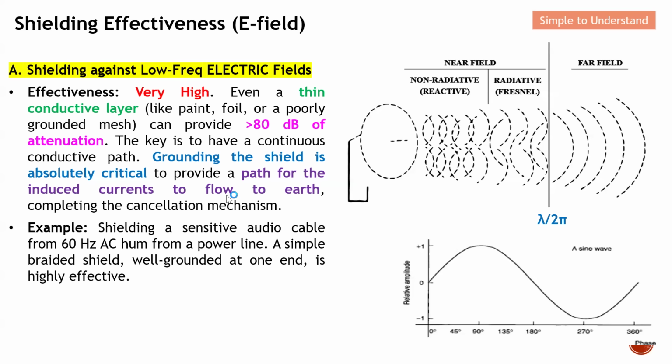When you provide the grounding, this provides a path for those induced currents to flow to the earth. One key example is shielding a sensitive audio cable from 60 hertz AC hum from a power line. You just need to build a shield, well grounded at one end, and this is very effective. So you have a better idea now. When you want to curb low frequency electric fields, this is very easy, and most of the time you just need reflection.